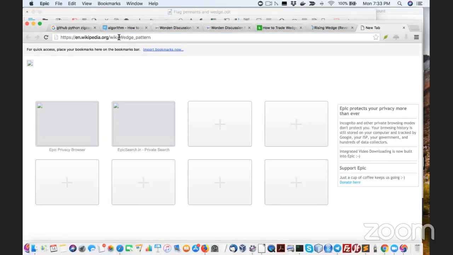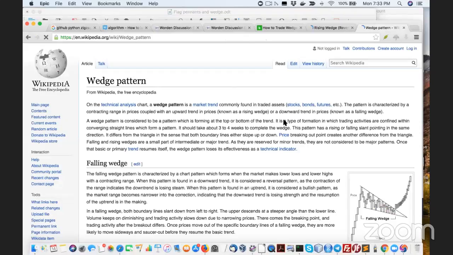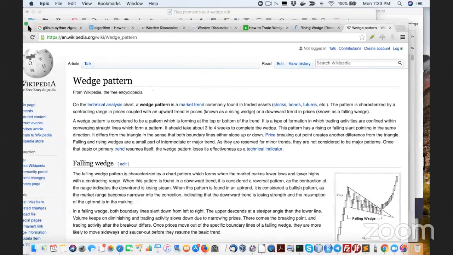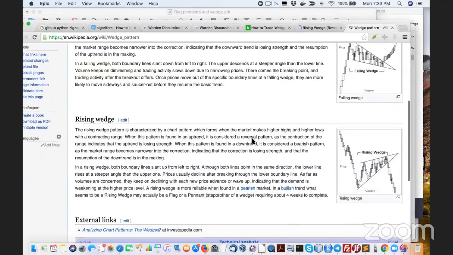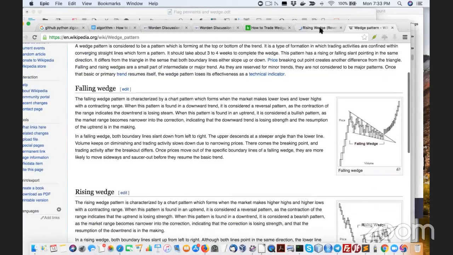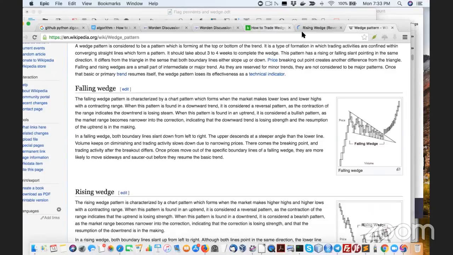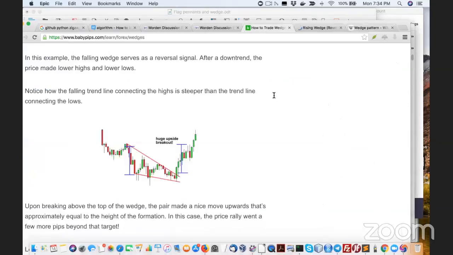Okay, so hopefully it'll load up. For some reason, these are not loading up. Okay, so here the falling and rising wedge patterns are explained. I think this one's not loading because my proxy is on, but as I said, I've given you the link in the Zoom chat. This one is probably not as detailed as the other BabyPips link.